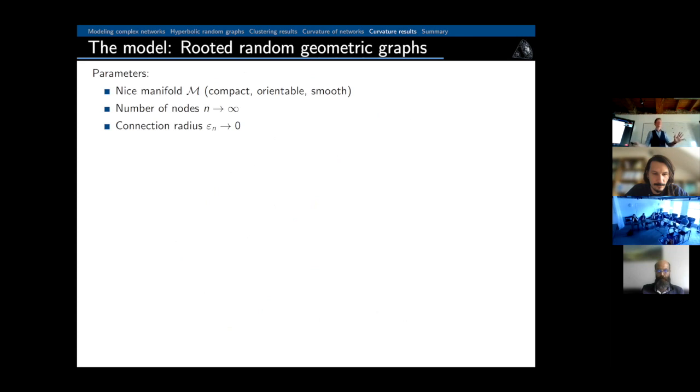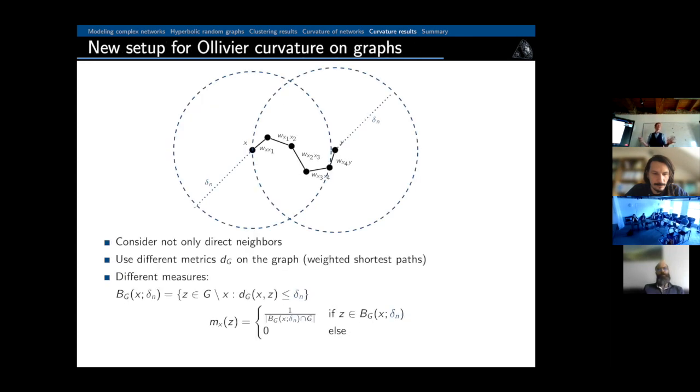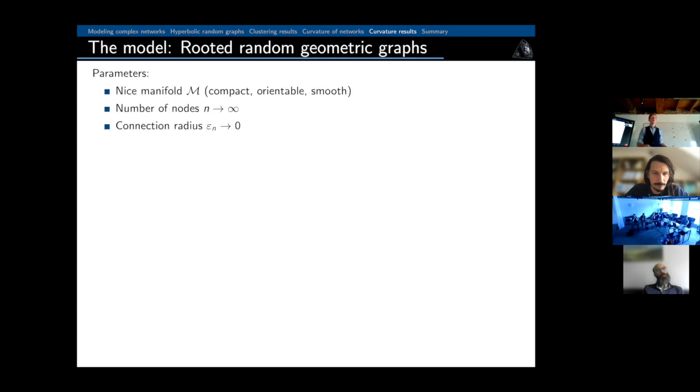So the setting is the following. I first have to define how the network is generated. Once I have a network, I do it like this, but now I have to tell you how I generate a network, and we do this very simply. We take a nice manifold, compact, orientable, smooth. Then we take a number of nodes n, which we let go to infinity in the end, and a connection radius that goes to 0.